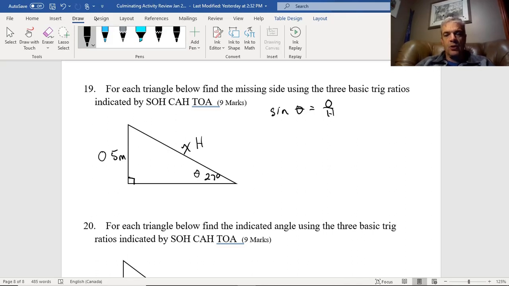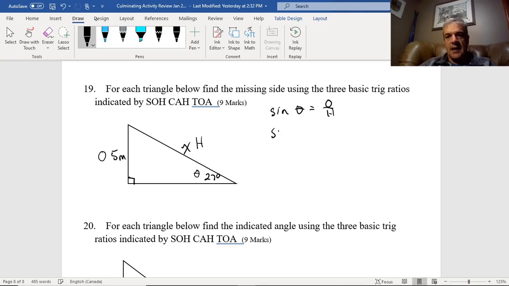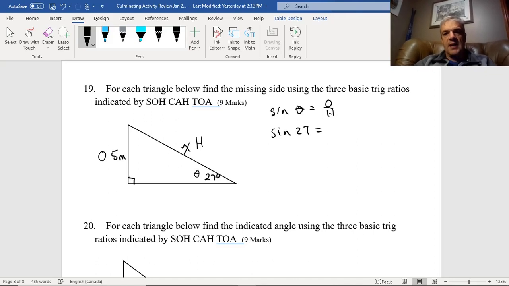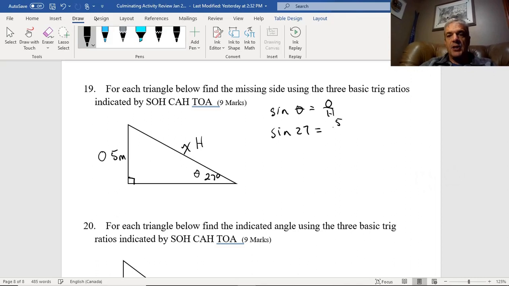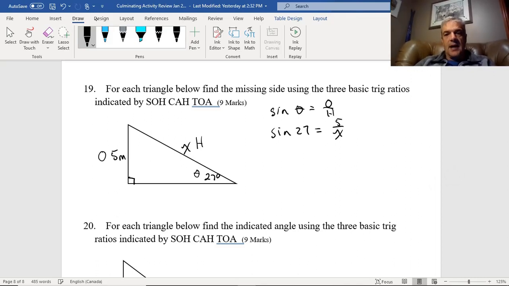In fact, I think you got 2 marks probably, or 2 marks that I'm looking for just by doing that, okay? You're telling me that you understand which trig ratio you need to use. In this case, it is sine. Now I start substituting in, so I say sine 27 equals O is 5, H is X, and now I have to solve for X, okay?